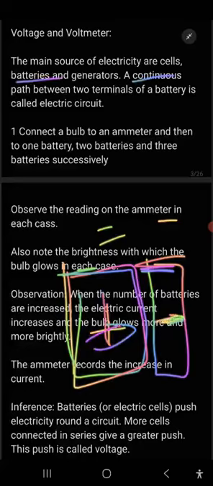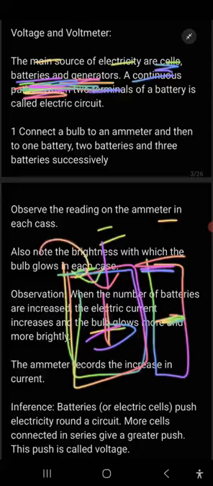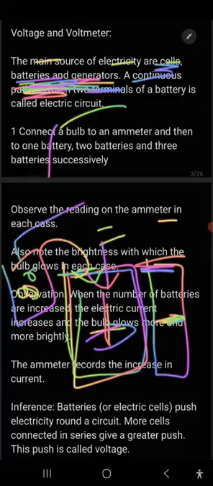Cells, batteries and generators. The main source of electricity is cells, as I just told you. Batteries are the same thing, I guess. And generators: there is a mechanical thing going on here that gives energy to them.